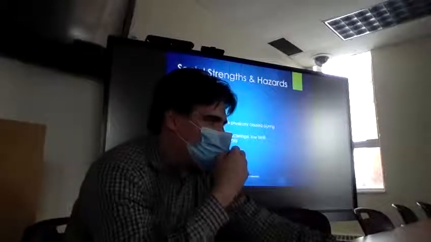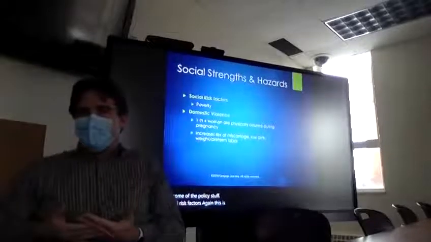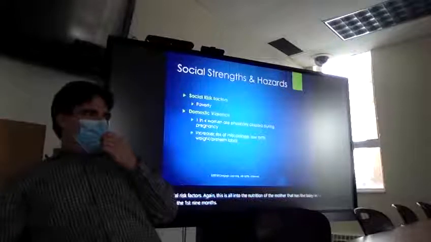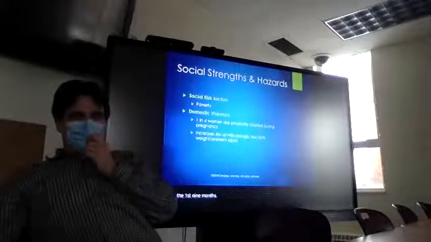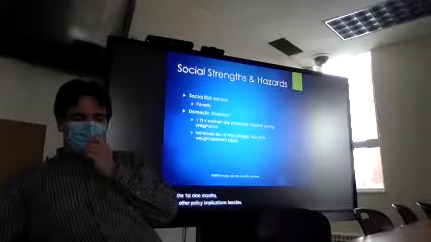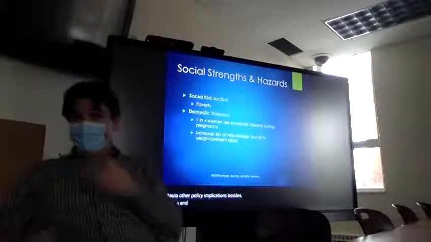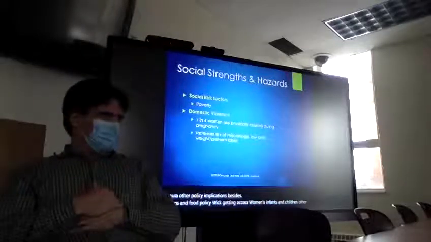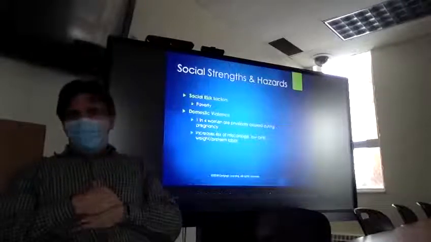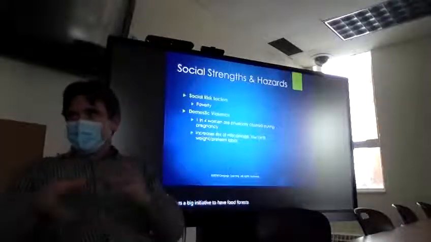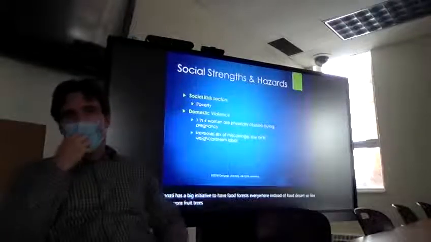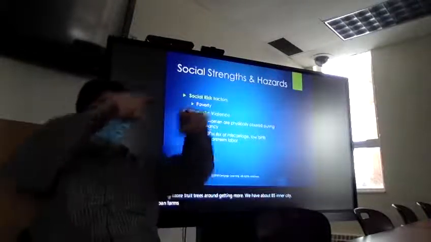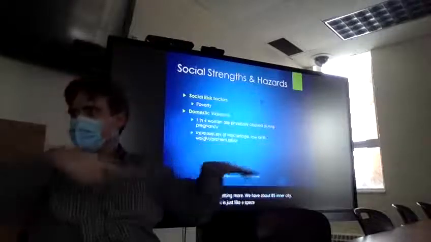Some social risk factors. Again, this is all into the nutrition of the mother that has the baby in the womb the first 9 months. Some other policy implications besides urban farms and food policy: WIC, getting access, women, infants, and children, other food stamps. Cincinnati has a big initiative to have food forests everywhere instead of food deserts. So like planting more fruit trees around, we have about 85 inner city urban farms, like gardens, even if it is just a space this big and that's it, like a city block.